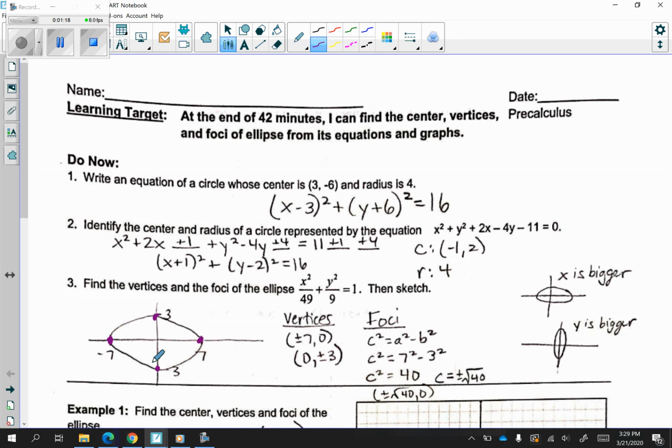My foci, remember, c squared is equal to a squared minus b squared, or plus or minus the square root of a squared minus b squared. So 49 minus 9 is 40, so the square root of 40. Now remember, my foci is on the major axis. The major axis is the x-axis because it's wider than it is long. So my foci should be here and here approximately, which is plus or minus radical 40, 0. I find this to be helpful: when x is bigger, it's going to be a wider ellipse, and if y is bigger, it's going to be a longer ellipse. That is dependent on the major axis.